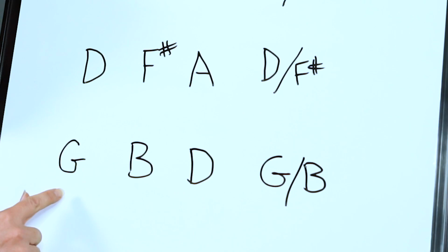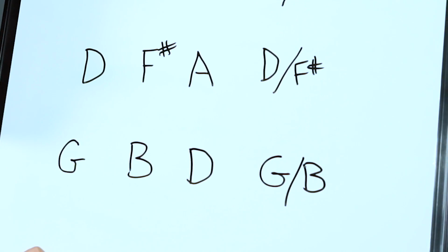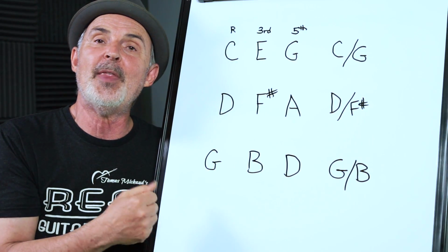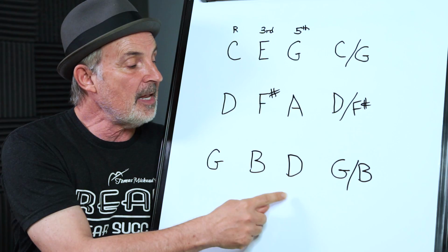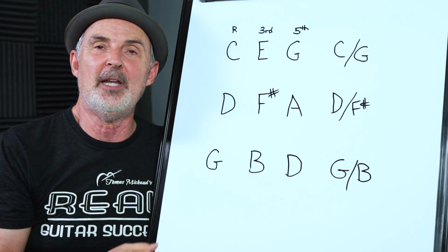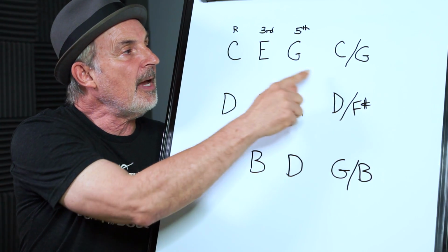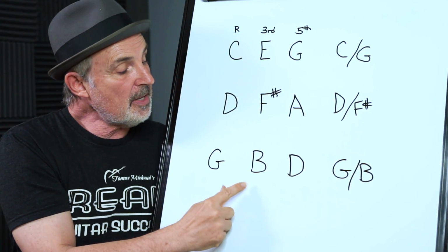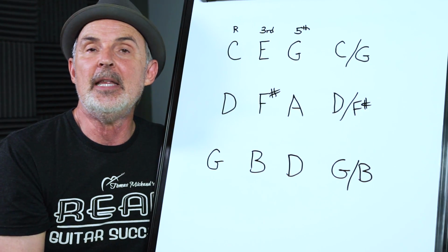And then finally, you'll see we have a G chord. The G consists of a G, B, and D notes. And if you were to write G/B, you're telling them to put the B in the bass. In this case, that's the third of the chord. It doesn't matter. You can use any note to put in the bass. You can see in the C/G case, we're asking to put the 5th note in the bass. In this case, it's actually the 3rd in the bass.